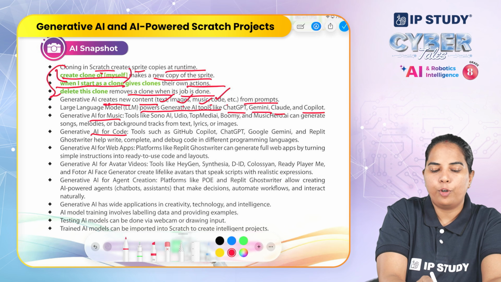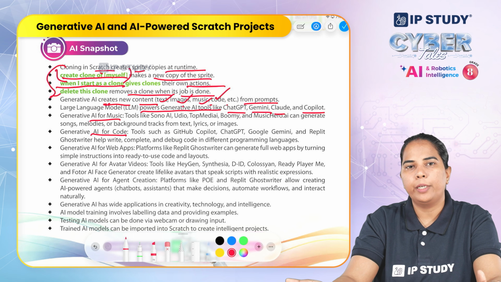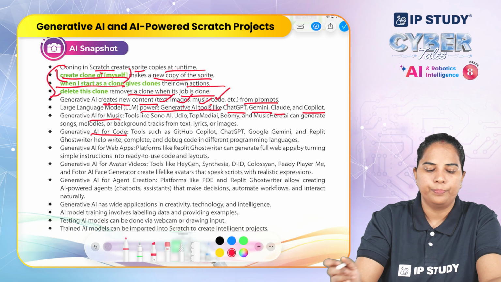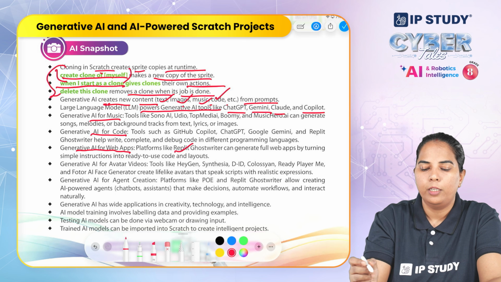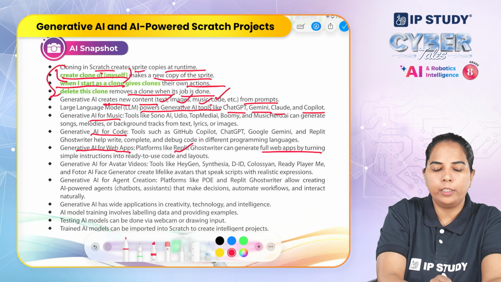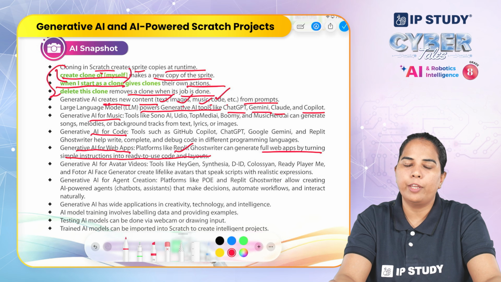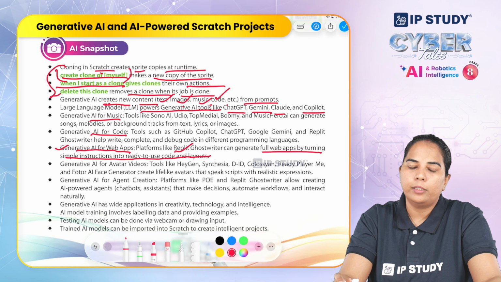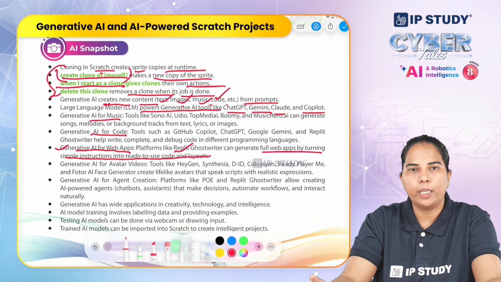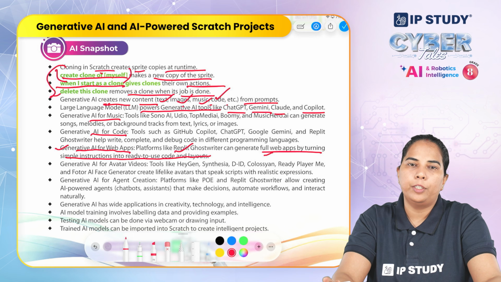Generative AI for code. We have seen generative AI can also build code, debug, and can be implemented to create different coding logics. We have seen generative AI for web apps. We have seen Replit can generate full web apps by turning simple instructions into ready-to-use code and layouts. We have given the command in human language to the generative AI and it created a new project, or we can say an app which is fully developed and ready to use.